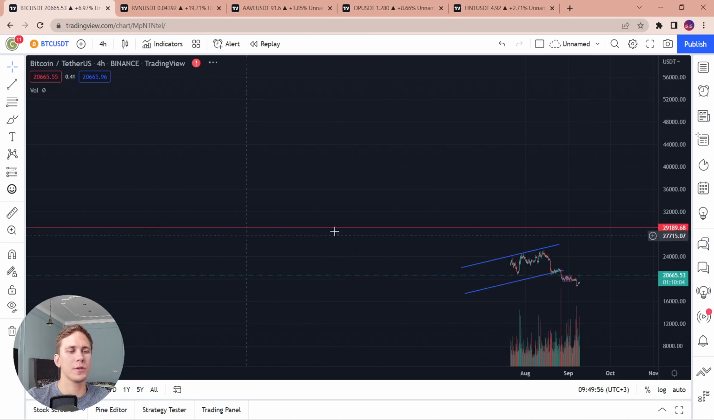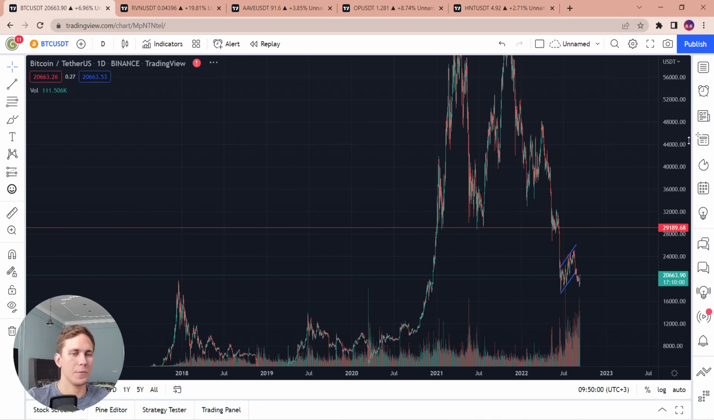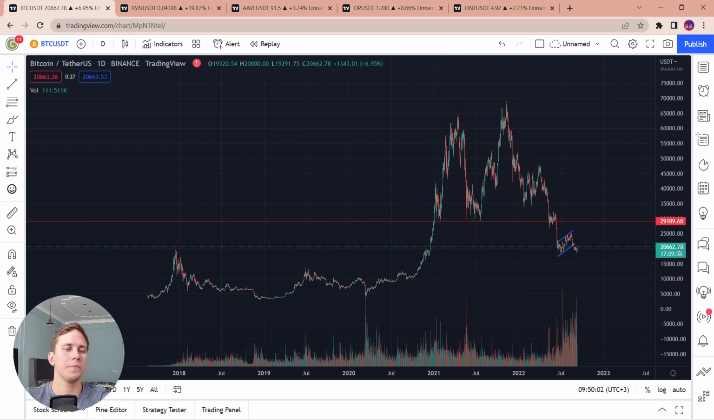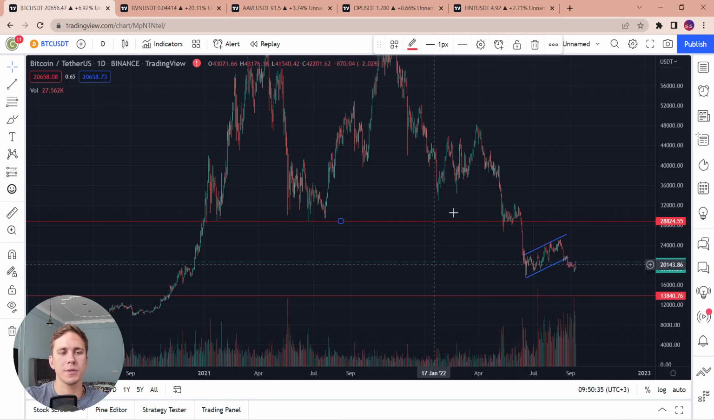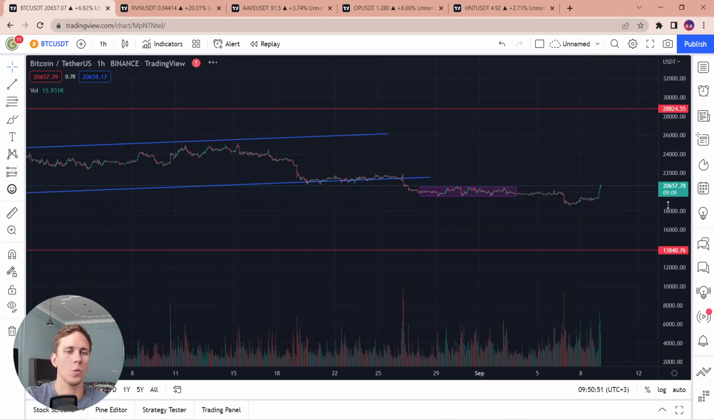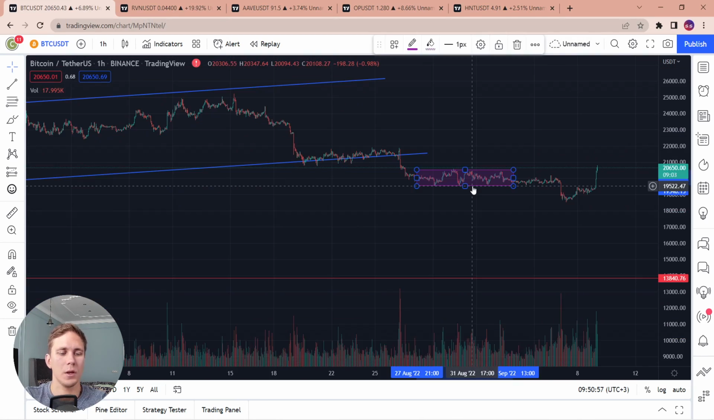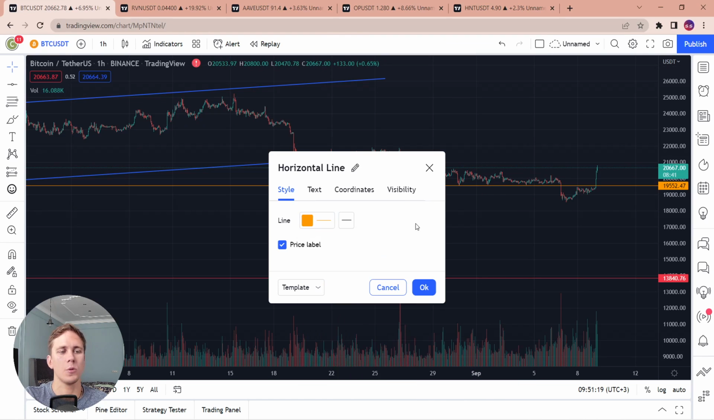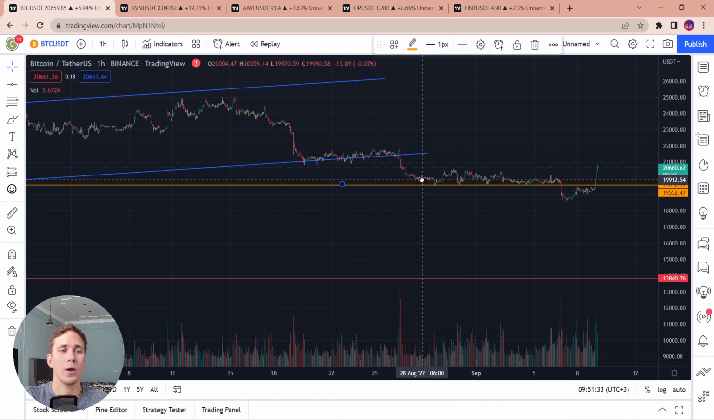Let's try to do this on the example of BTC. I'm starting from the 1 day time frame. I have marked the nearest strongest level around the current price. Let's switch to the 1 hour time frame. Here we see consolidation. Here we see other levels. We are marking them in other colors.